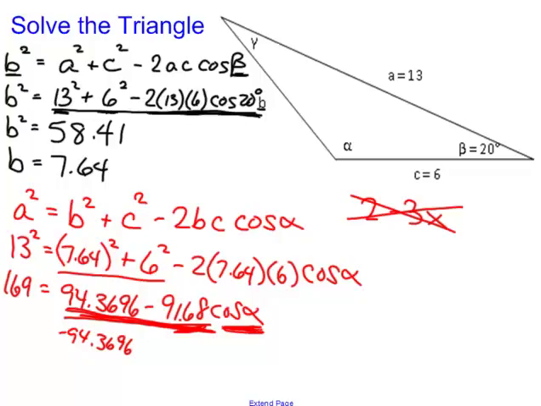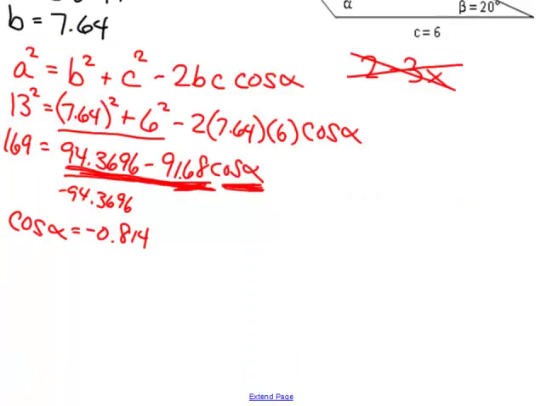another value coming up here. I didn't write that one down, so I'm going to also divide by negative 91.68. So we're subtracting 94.3696 and then dividing by negative 91.68. We end up with the cosine of alpha equals negative 0.814. Okay? And again, you can go through the algebra there and solve for the cosine of alpha to show that that's the case.